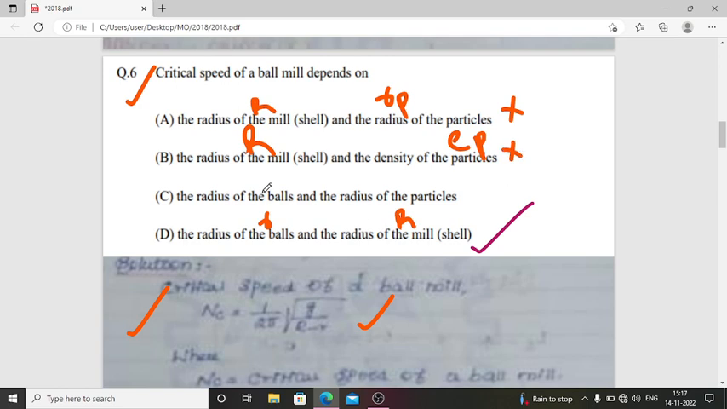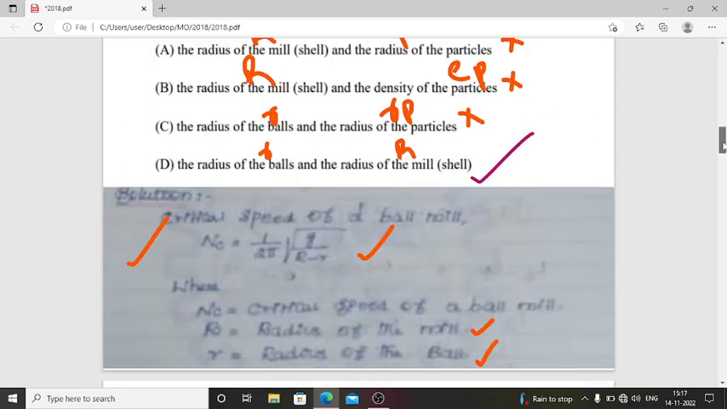So the third option, radius of the ball. Radius of the ball means small r. Radius of the particle, that is rp. So this is also a wrong option. So the correct option for this question is option D. Radius of the ball r, radius of the mill capital R. Why? Because the critical speed of a ball mill NC is equal to 1 by 2 pi root of g by (R minus r). Okay, that's why this question's answer is radius of the ball and radius of the mill. Critical speed of a ball mill depends. Okay.